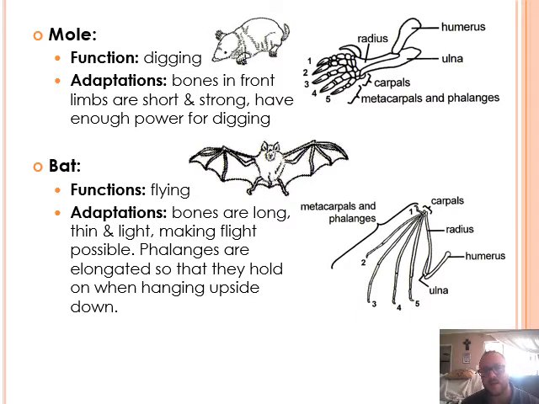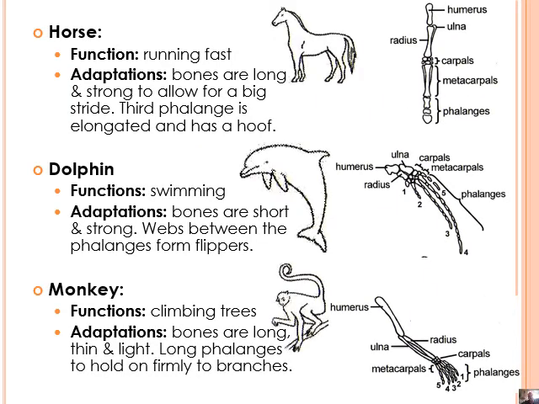And this allows attachment for the skin itself onto the wing, or to create the wings. And then when you move those, you can actually push the air down, which allows you to fly. You also note that the radius and ulna are very reduced and almost like one bone again. And then the humerus is quite short for you to be able to bend that wing in as quickly as possible.